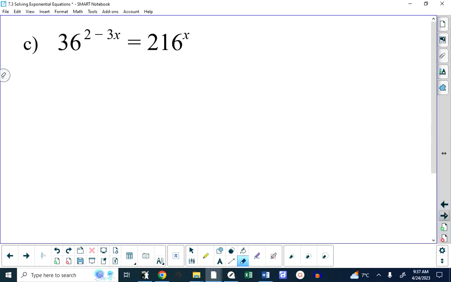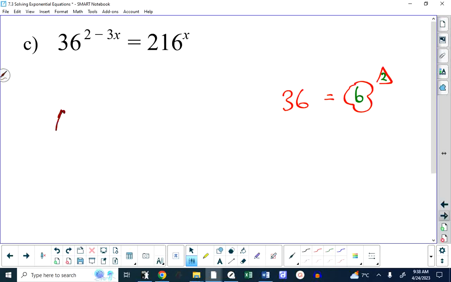So my advice is go with the smaller base and ask yourself if you can take that smaller base and write it as a power. A power is a base raised to an exponent. Well, we could write it as 36 to the 1, but that's not helpful. So is there any other way to express 36? Well, 36 is 6 squared. So as soon as you see that, then you suspect that 216 can also be expressed as a power of 6.